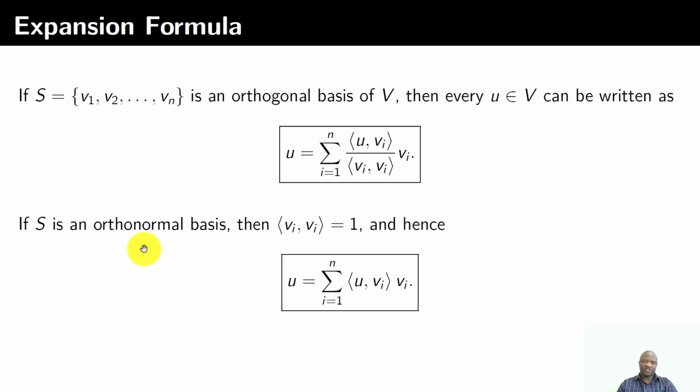Now, if S is an orthonormal basis, then the norm of each vi is 1. You can see this term here becomes unity if this set is orthonormal. So the formula becomes like this one.